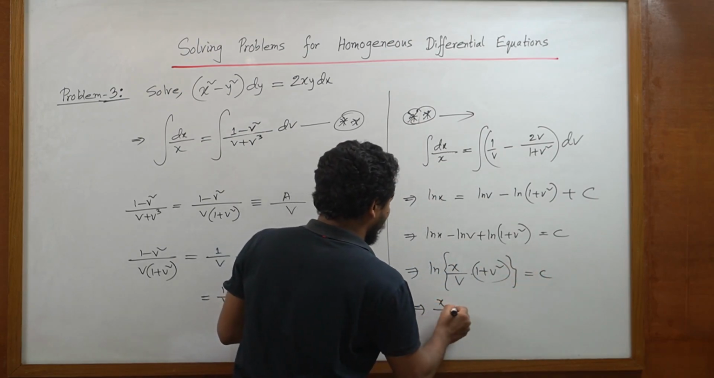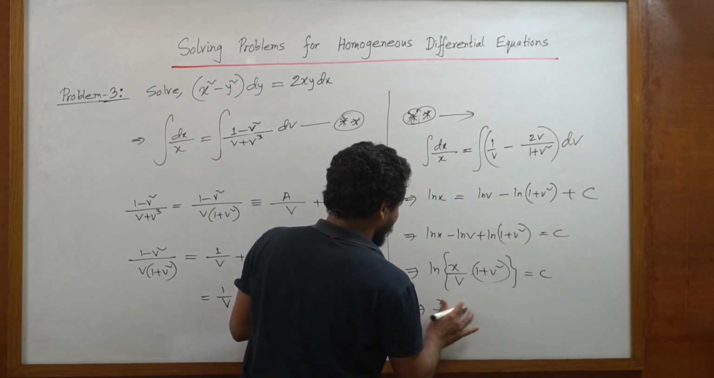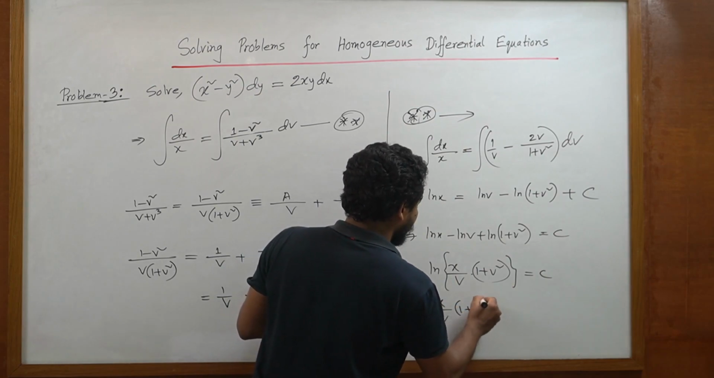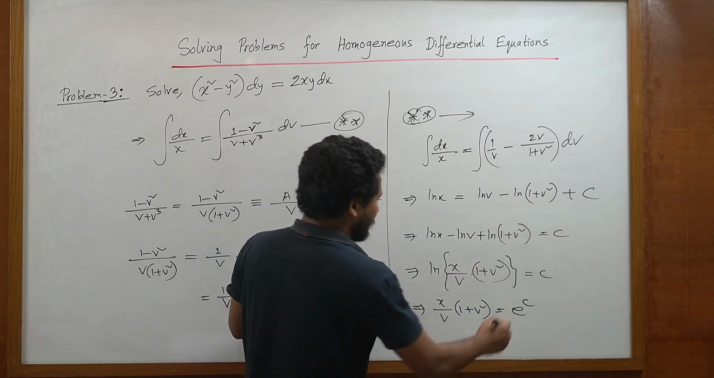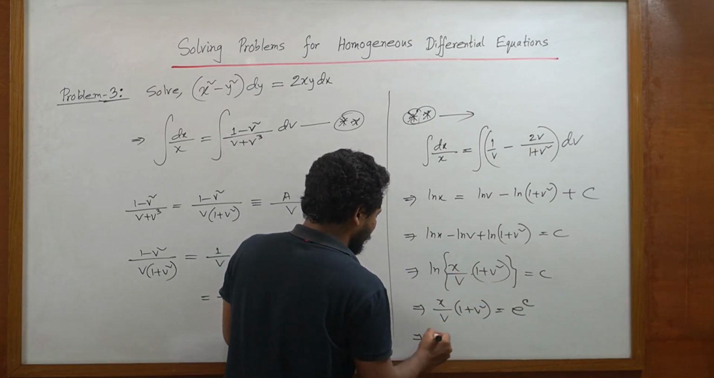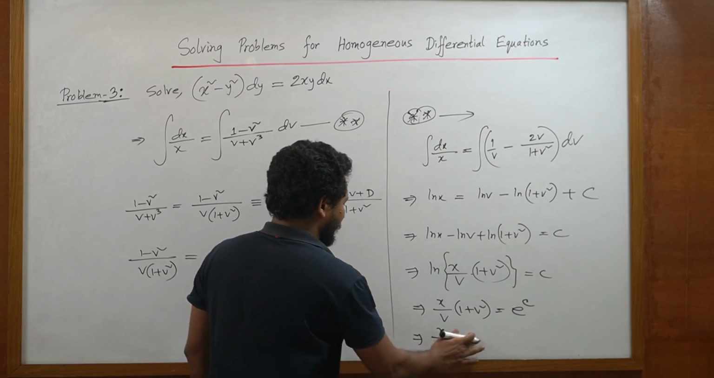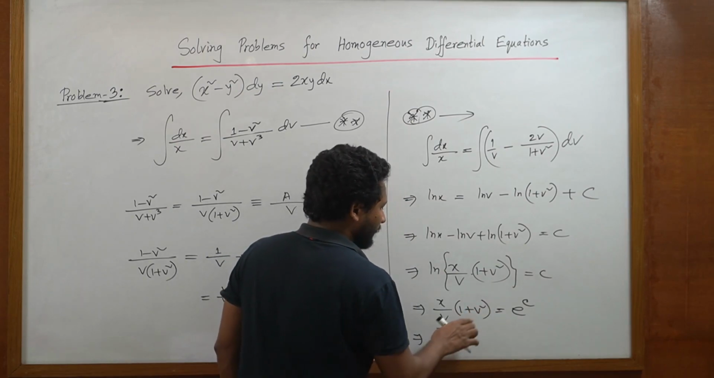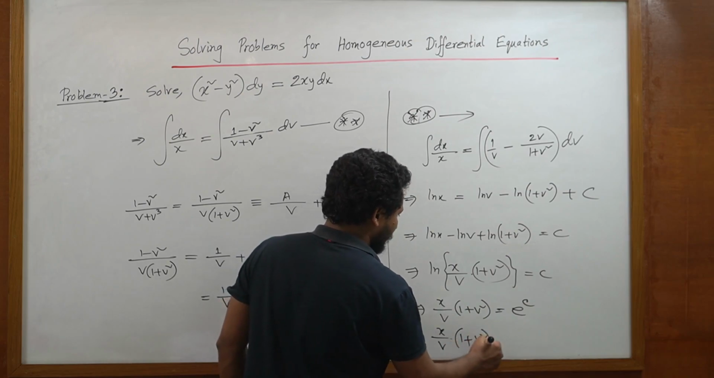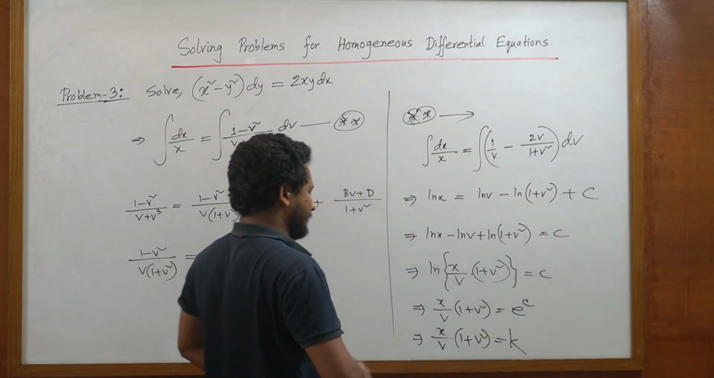Now in ln, we can write x by v into (1 plus v square) equals c. So x by v (1 plus v square) equals e to the power c. E to the power c is a new constant, so we get x by v (1 plus v square) equals a new constant.